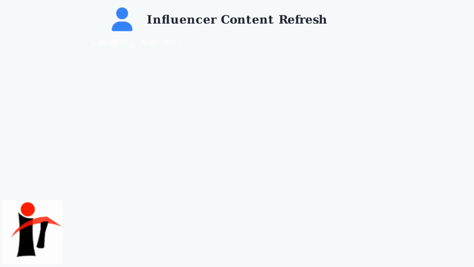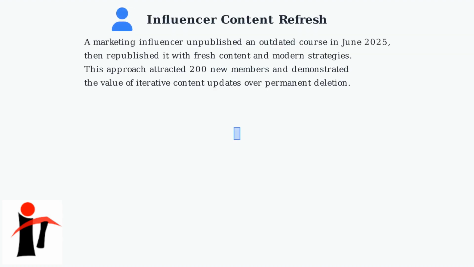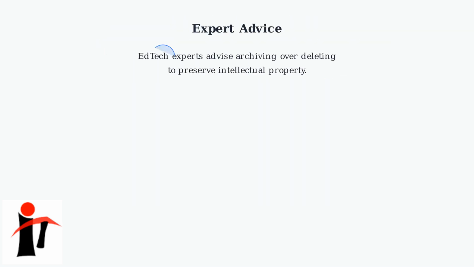On a more positive note, a marketing influencer in June 2025 made a strategic decision to unpublish an outdated course rather than delete it. After updating the material with current trends and strategies, they republished it successfully. This content refresh strategy brought in 200 new members and showed how unpublishing can be a smart alternative to deletion when content needs modernization.